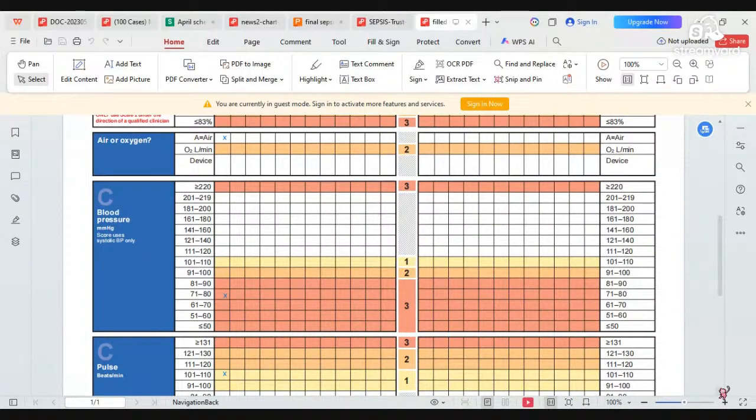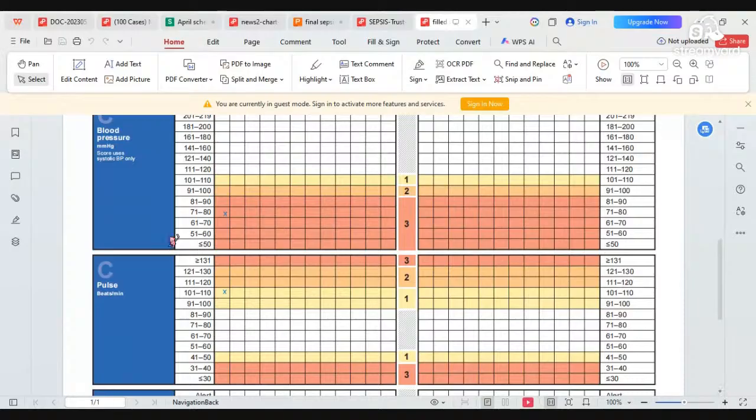Now, and this is under circulation as well. Remember, we talked about assessing the patient using the A, B, C, D, E. So that's how you're able to get all these parameters. Under the pulse rate, this patient had a pulse rate of 110 beats per minute. It is under the section that is highlighted yellow. That gives her a score of 1.